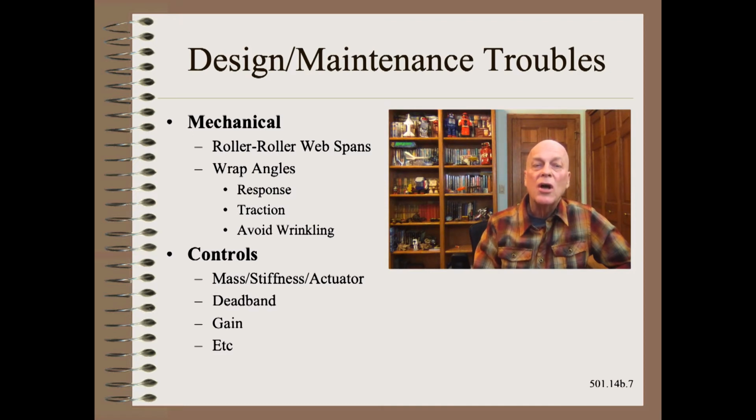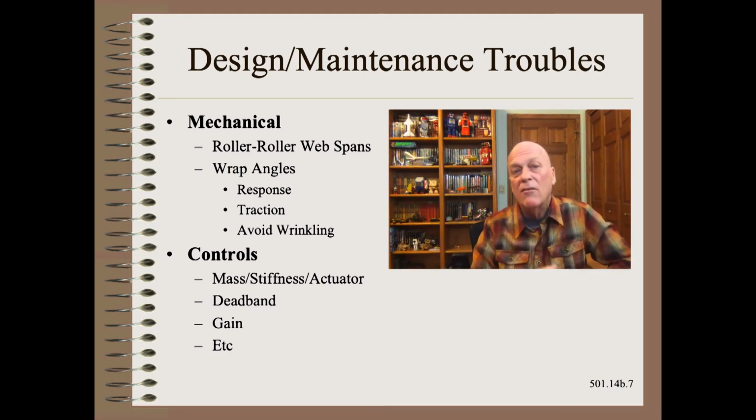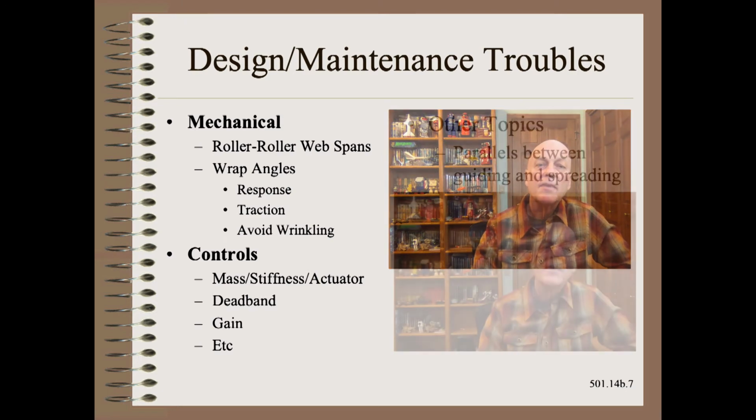These include web span length between rollers and roller wrap angles. There are many details for the control designer to consider related to the mass of the system, stiffness of the system, and actuator type that would inform proper setting for deadband and maximum stable gain. These and much more are covered in our must-have book.